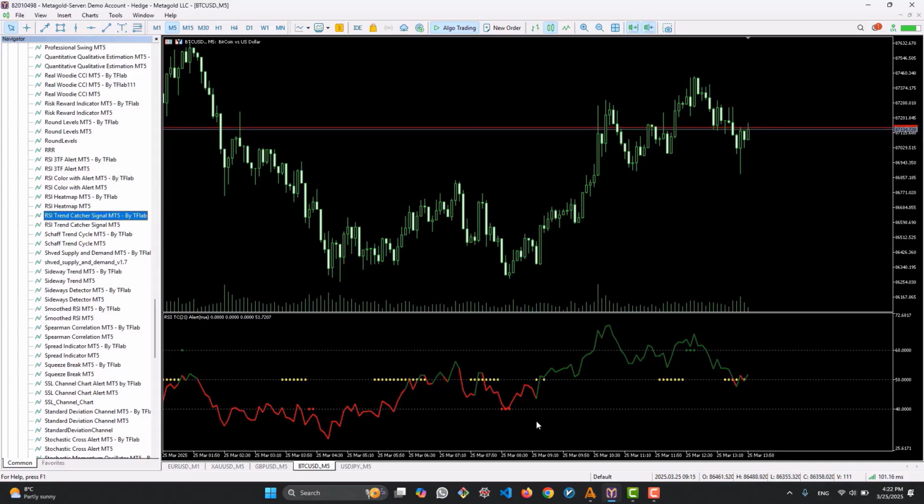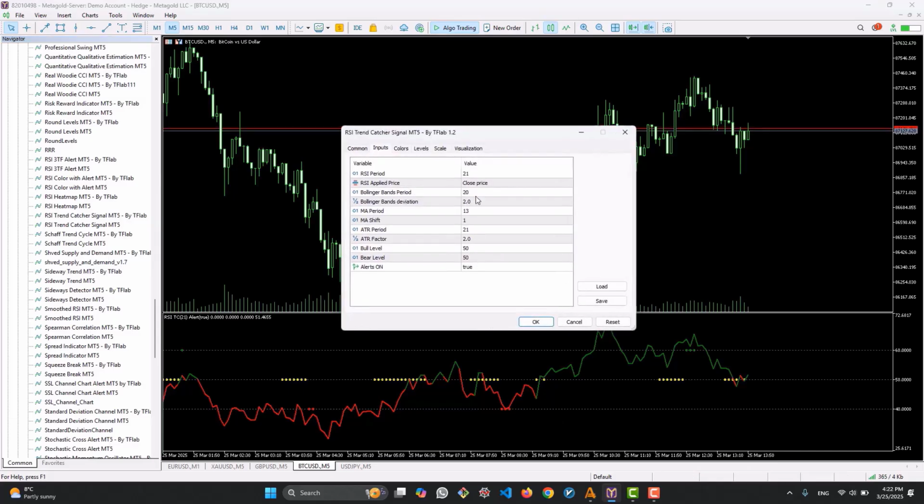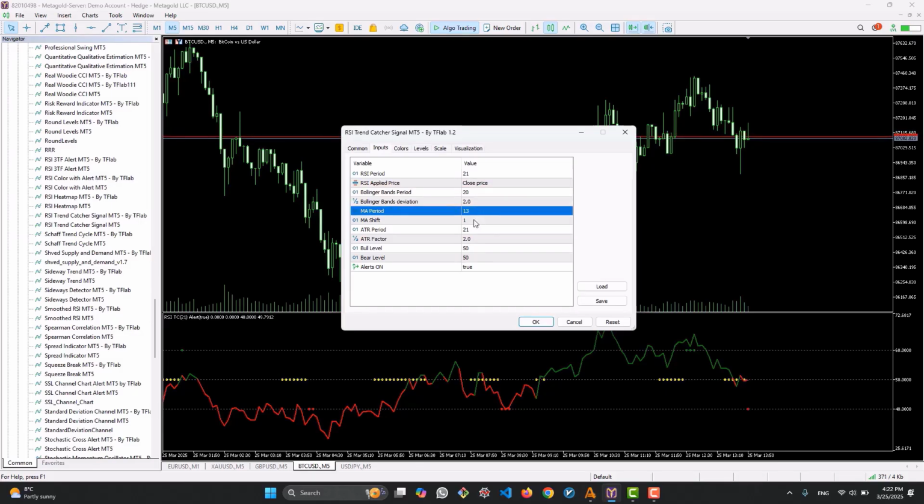Let's go over the settings of this indicator together. The first option in the settings is the RSI indicator period. The next option is the price, on which we calculate the RSI, which can be selected from these options. The next option is the Bollinger Bands indicator period and also its deviation, which we can specify.